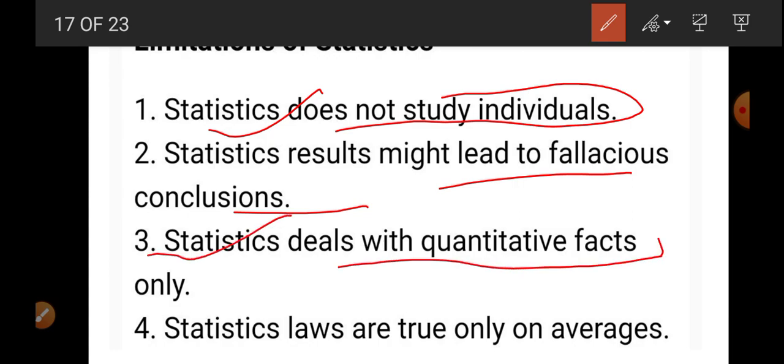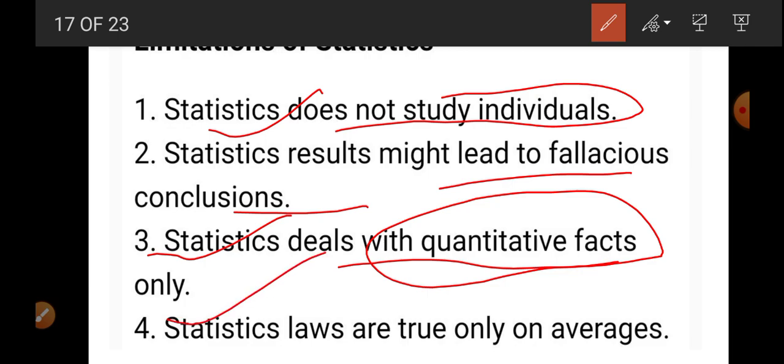Statistics deals with quantitative facts. We learned that it is only related to those things that we can express in numbers. Beauty, intelligence, honesty, these things we cannot reflect in numbers, so these are not part of statistics. Statistics always studies those things that we can represent in numbers.